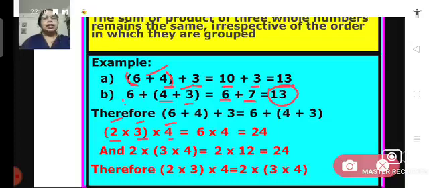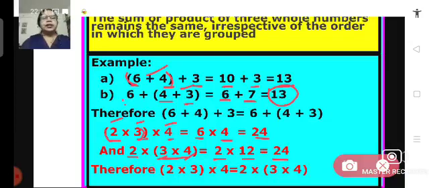In the first example, we have grouped together 2 and 3, so we get 6. 6 multiplied by 4 is 24. And in the next example, we have grouped together 3 and 4, so it gives 2 into 12. 2 into 12 is again 24.